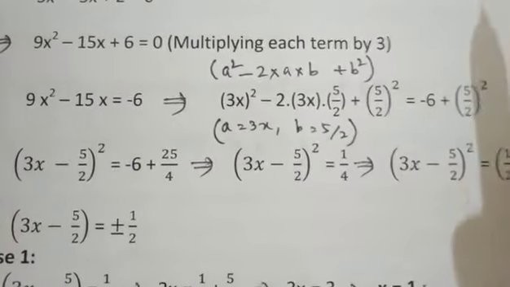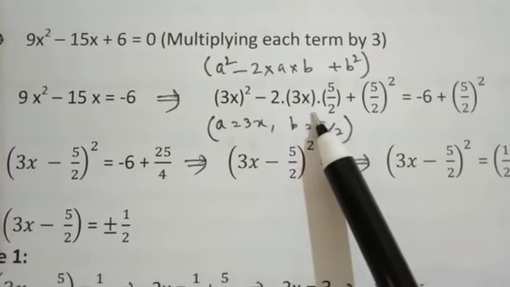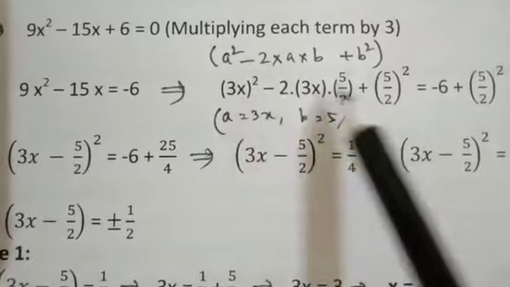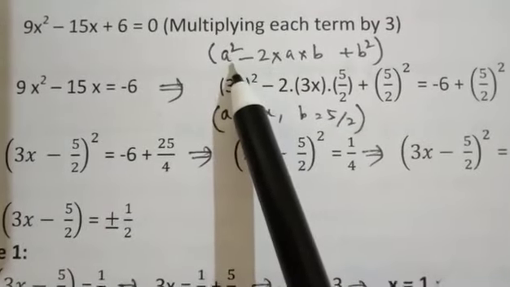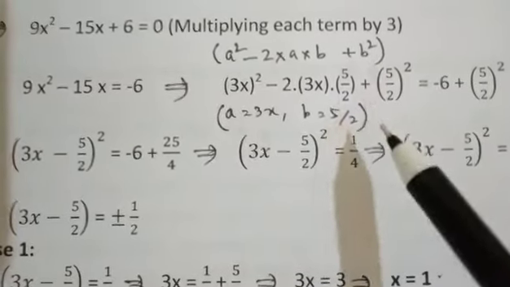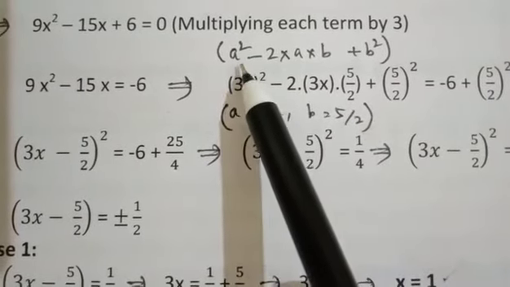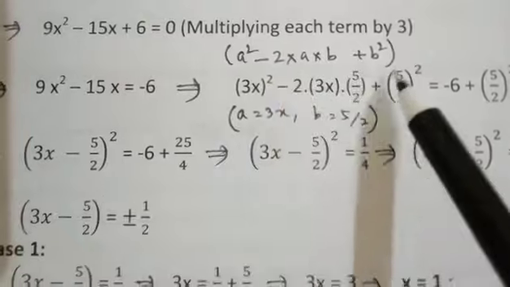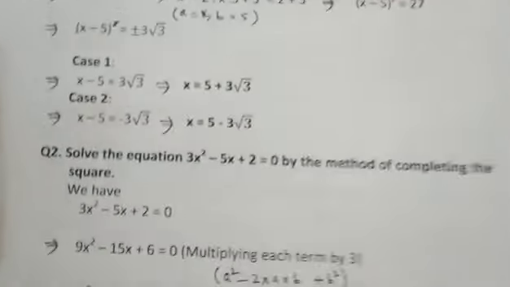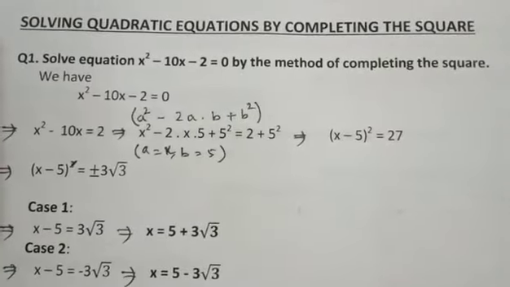So in this method, we have to concentrate on the thing that either we have to express the middle term here in the format of a square minus 2ab plus b square, or maybe we get a question in the format of a square plus 2ab plus b square. So this is the way we have to solve the question by the method of completing the square.